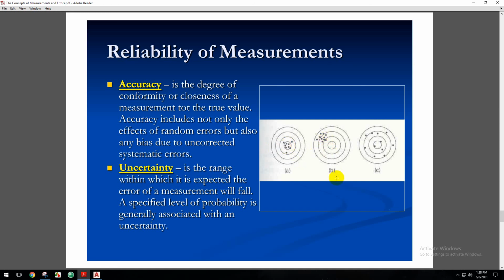Letter B is precise but not accurate. A is precise and accurate, because it is near the bullseye. B is precise, so its values are close to each other, but not accurate, because it is far from the bullseye. This is the true value, this is the target. So it is far, but precise.